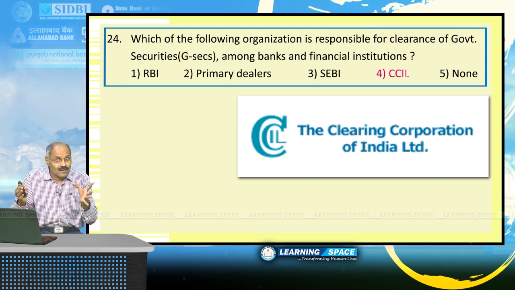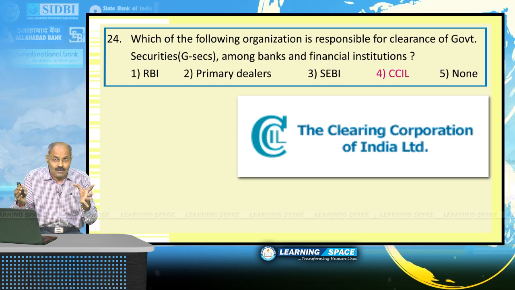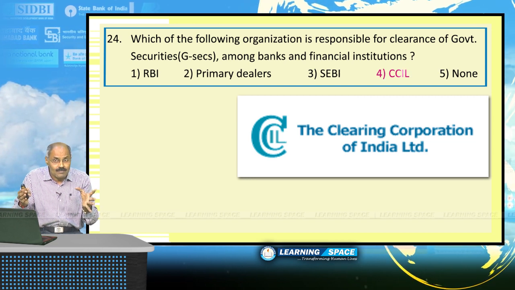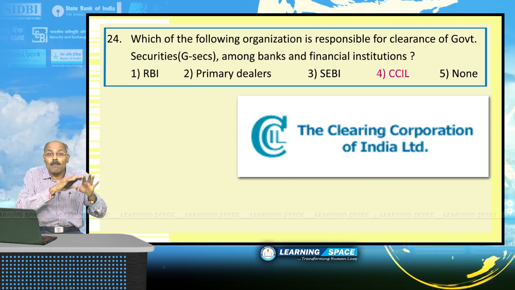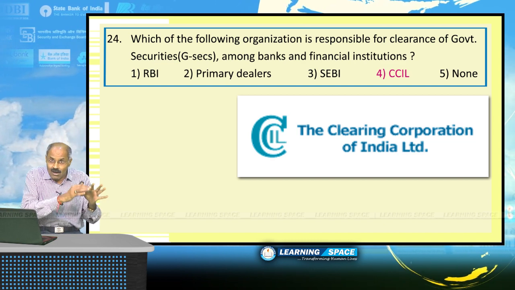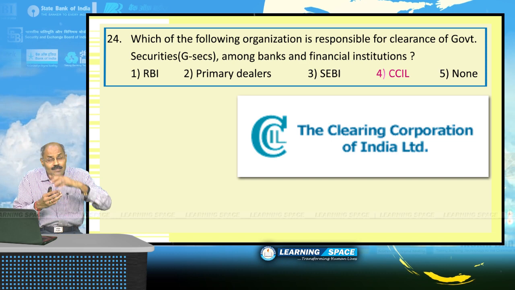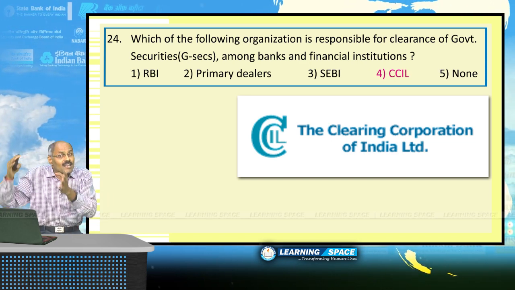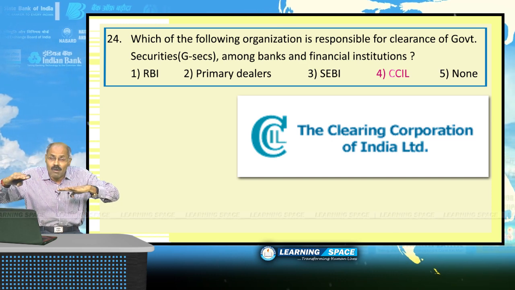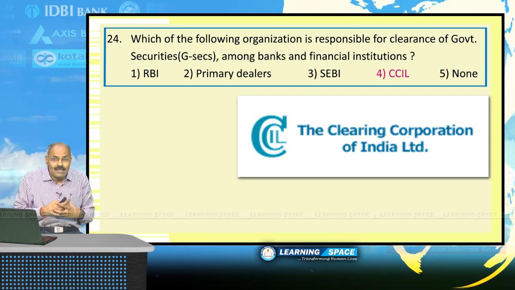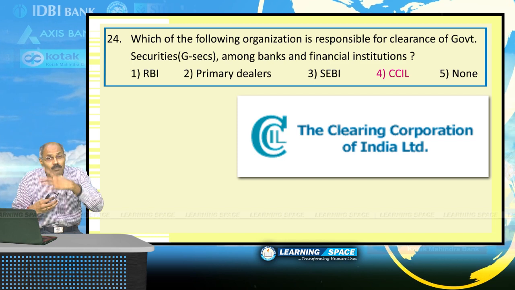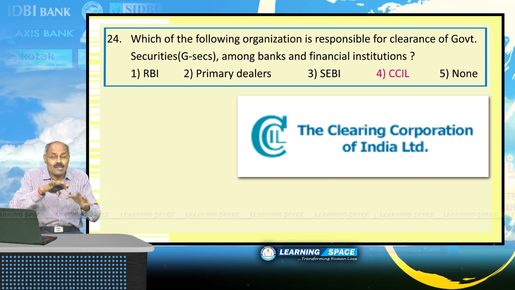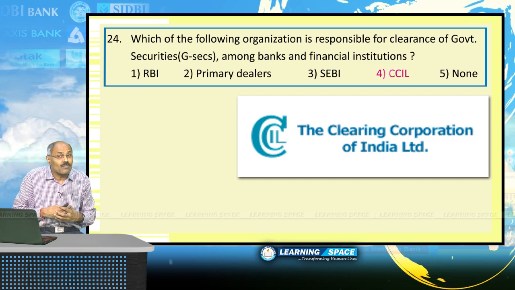The difference, please see. The organization which transacts business in government securities is primary dealer, whereas the organization which clears these amounts between banks and financial institutions is Clearing Corporation of India Limited. Please understand the difference between primary dealers and Clearing Corporation of India Limited.